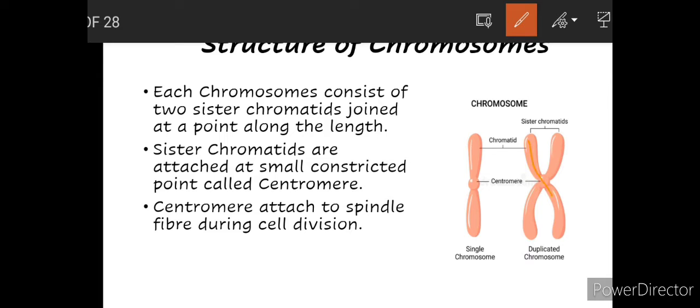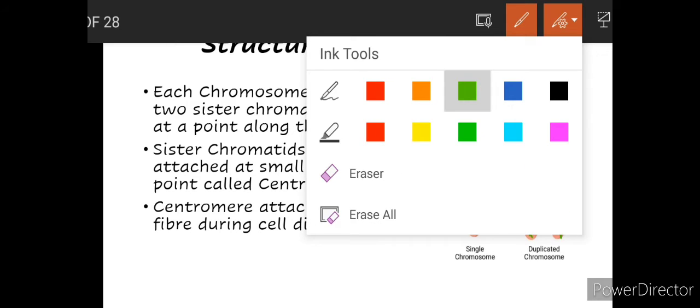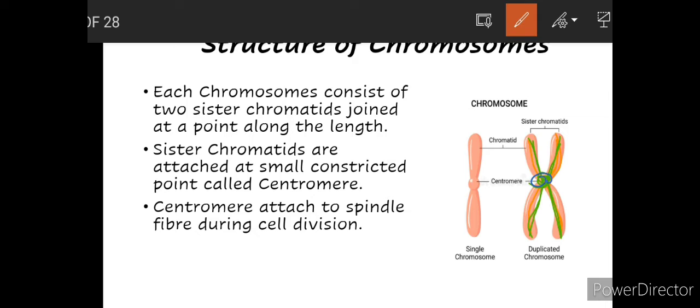We all know that this is a chromosome. Now a chromosome has 2 chromatids, 2 sister chromatids. This 1 and 2, these are the 2 sister chromatids. They are attached by a constricted point called the centrosome. See, this is the centrosome. This is a single chromatid.